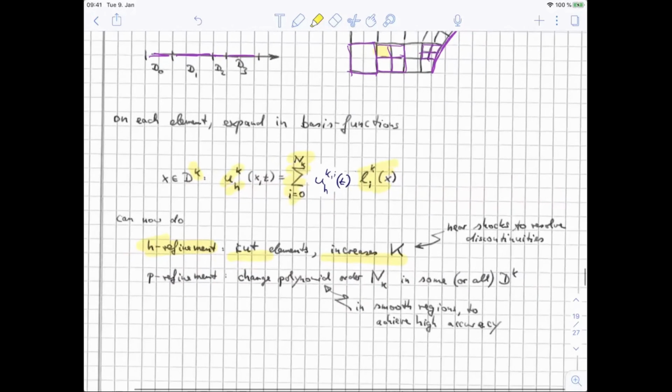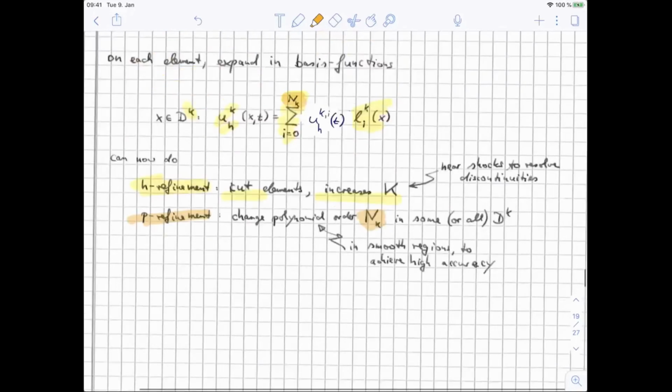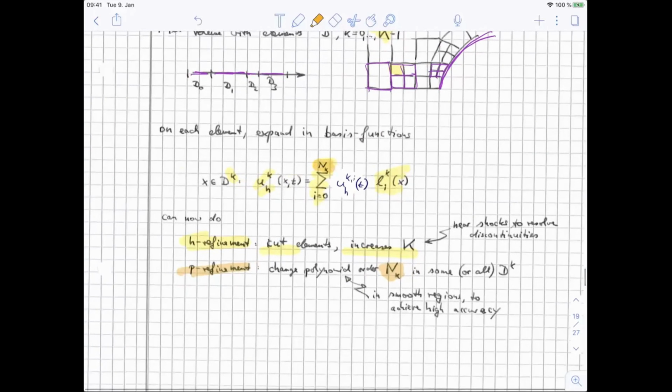However, one can also do p refinement. Keep the element as is and increase the expansion order in the element, the n_k here, in some elements or all elements. And this you're doing in smooth regions, and so you're actually benefiting from the exponential convergence, the very quick convergence as the order of polynomials is increased. So those are the two basic ideas in discontinuous Galerkin.